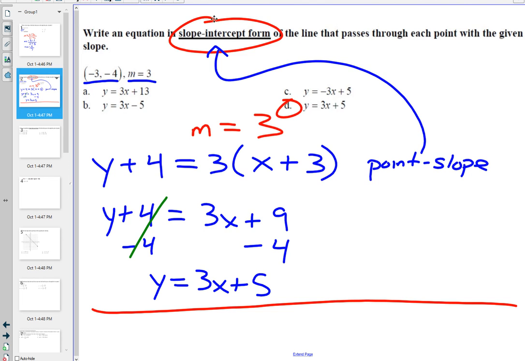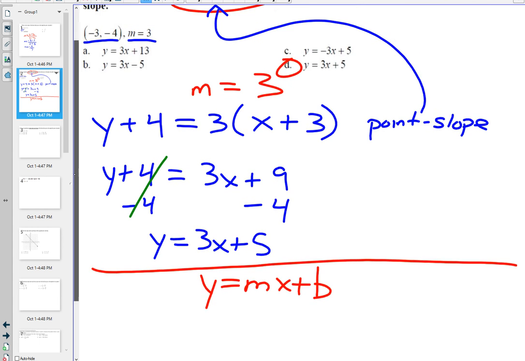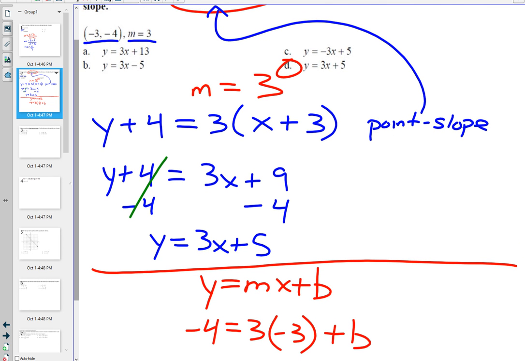The other way is to plug it straight into y equals mx plus b. Where now, you see there's no negatives in this formula, so I don't have to change any signs. I would put the -4 where the y goes. I would still put the 3 where the m goes. I would put the -3 where the x goes. And then the b is what I'm looking for. You want me to draw arrows for you? Here, arrow time. That's why they pay me the big bucks.